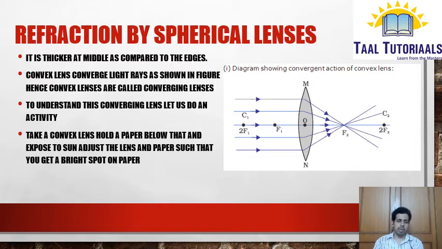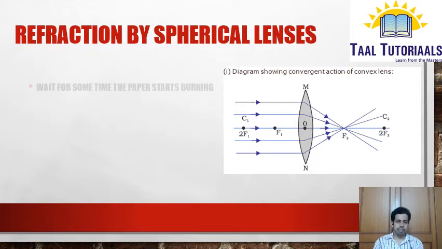That image of the sun should be proper, so it should not be blurred. You make such an arrangement that the proper image falls on the paper. If you do that, a bright spot is formed on the paper. It just looks like the sun. So wait for some time. The paper starts burning. Depending on the sunlight, if you are doing it in the morning, it may take more time. If you do it in the afternoon, the sun is very hot, so it may take less time to burn the paper. The paper starts burning, or it may catch fire if you keep holding it for a long time.